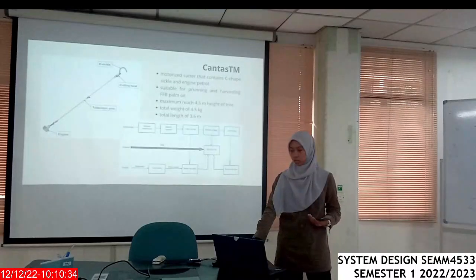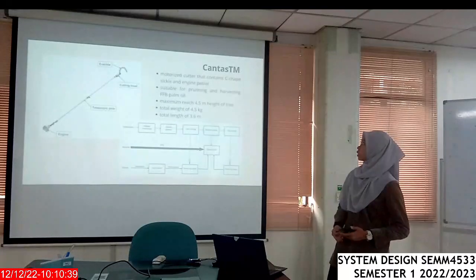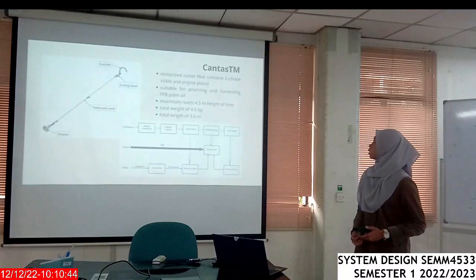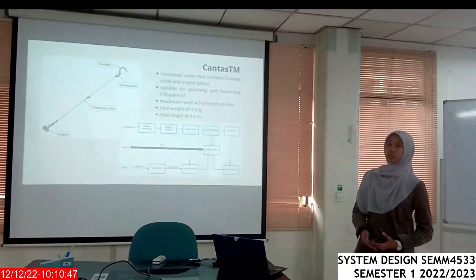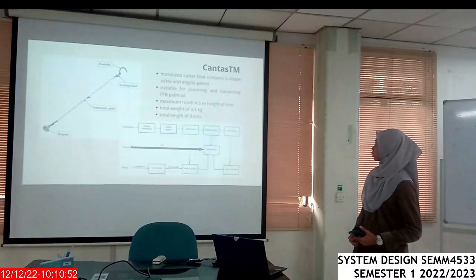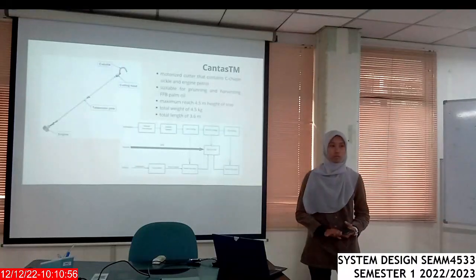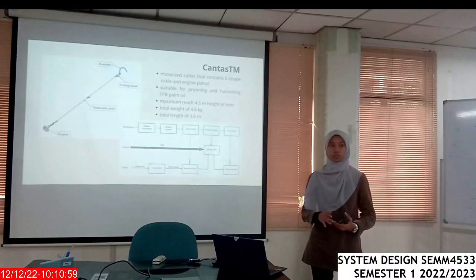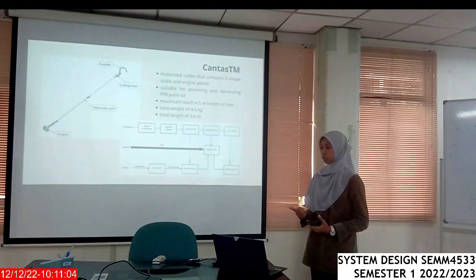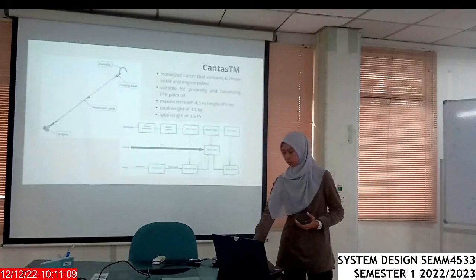Next one is chamber stem, a motorized cutter that contains a C-shaped sickle and uses an engine battery. This chamber stem is suitable for pruning and harvesting FFB palm. This machine can reach the maximum height of 4.5 meter trees. The total weight of this machine is 4.5 kg and the total length is 3.6 meter.